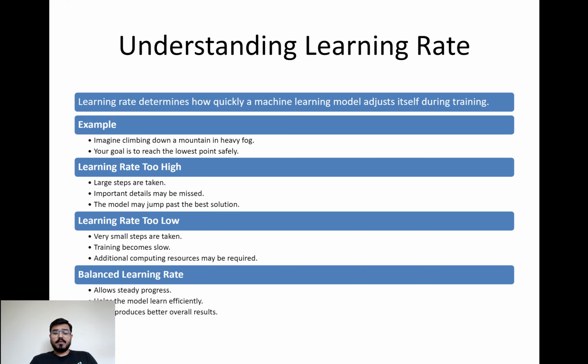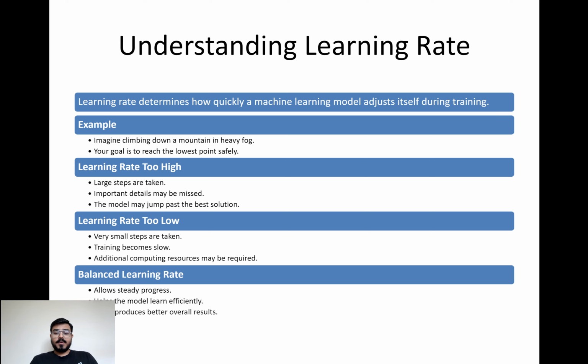Imagine you are standing on a mountain during a very foggy day. Your goal is to safely reach the lowest point of the mountain. However, because of the fog, you cannot clearly see the entire path ahead. Instead, you must move step by step and continuously decide where to go next. This is very similar to how a machine learning model learns. The model is trying to find the best possible solution, but it does not know the answer immediately. It must gradually improve through many small adjustments.